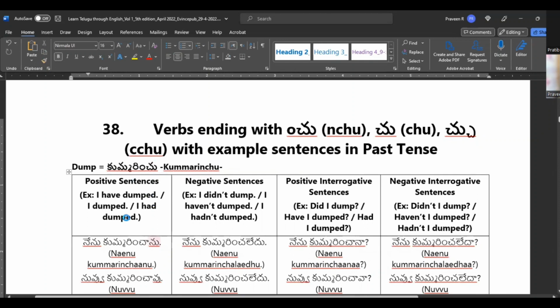So let's see. Nenu kummarinchanu. I dumped. Now, do you remember the simple future tense? If you remember, can you tell me? కుమరించుస్తాను. Perfect. So kumaristanu, that is future. Kumarinchanu, past tense. Next, we are going to see the sentences in continuous tense. That will be in another table.